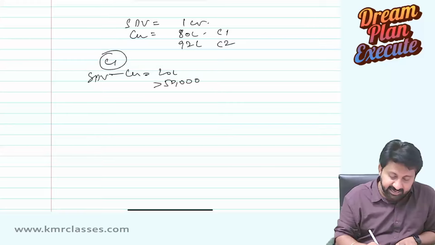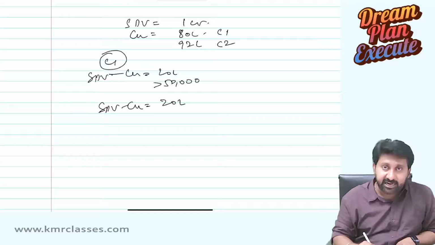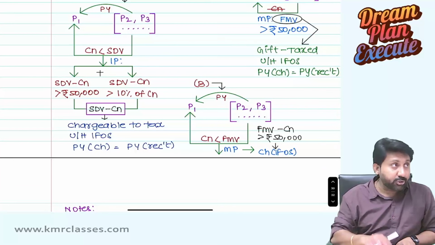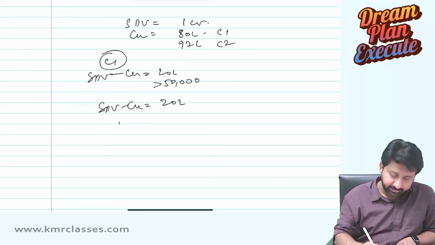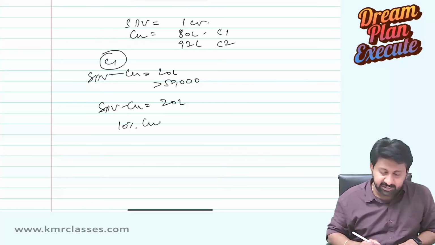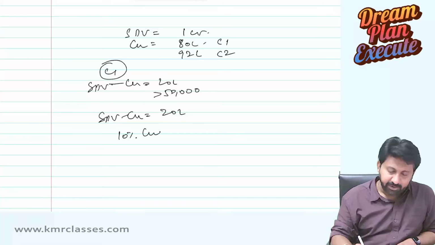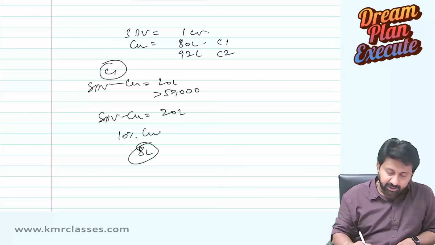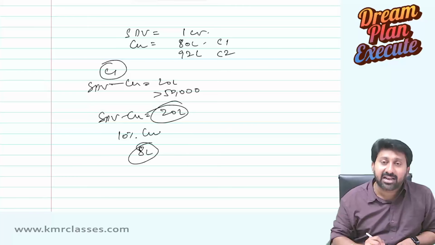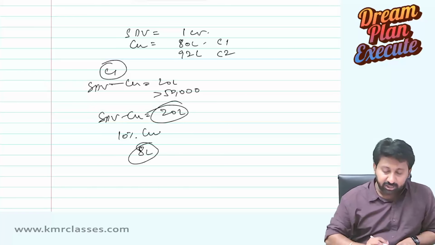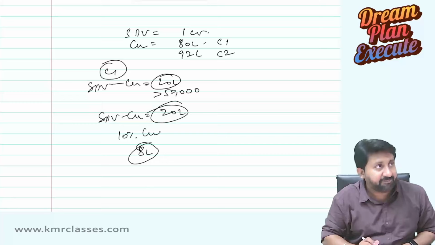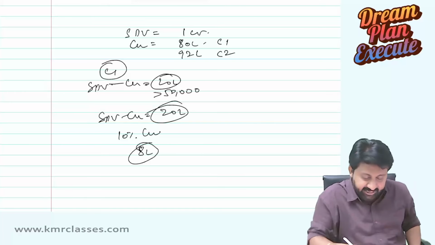That difference, stamp duty value minus consideration, should not exceed a limit. To attract it should exceed; not to attract it should not exceed. The limit is 10% of consideration. The consideration is 80 lakh, and 10% of 80 lakhs is 8 lakh. The difference is 20 lakh, which is more than 8 lakh. Therefore, the entire 20 lakhs will be treated as income from other sources, treated as a gift.